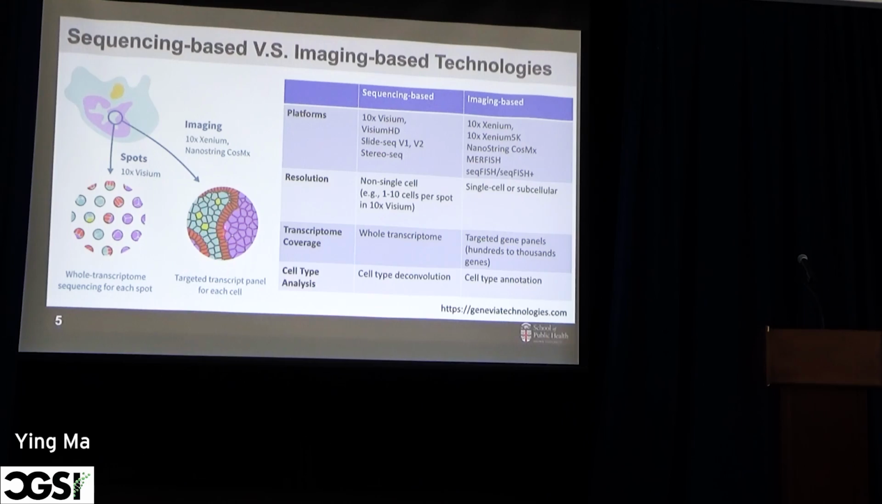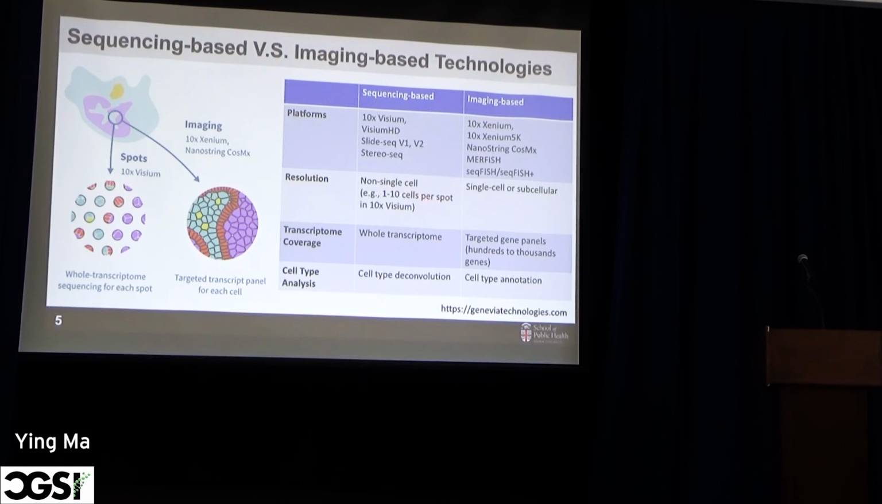However, for the imaging-based technology, because it directly detects the transcripts through imaging-based fluorescent in situ hybridization, you can directly locate the transcript position in each cell. After image segmentation, you can finally get single-cell resolution gene expression data.